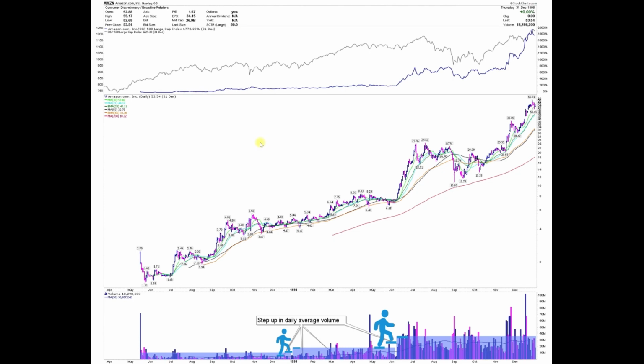We will cover what a step up in daily average volume represents, what it means from a price volume point of view, and what it means from a fundamental market structure point of view, the context that we should keep this characteristic in, and what we should be looking for as an example into the future once you learn the concept. So let's get started. A step up in daily average volume represents an increase in interest for the name itself.